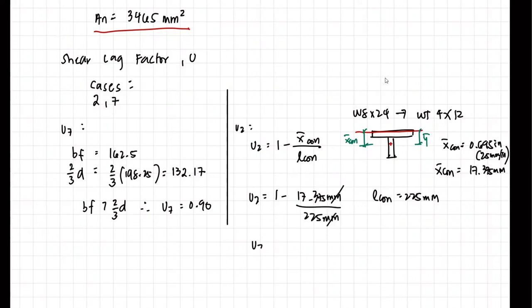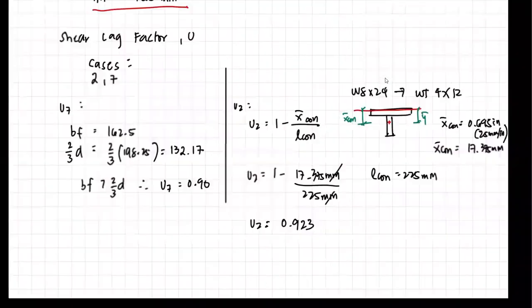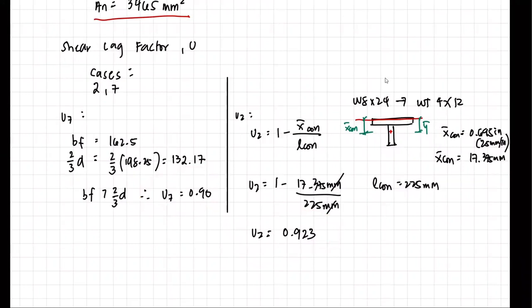Cancel out the units. We have U2 is equal to 1 minus 17.375 all over 225. That is equivalent to 0.923. And we need to read the citation stated on case number 7 of D3-1. It says, if U is calculated as per case 2, the larger value is permitted to be used. So we need to select whichever is larger between U7's value and U2's value. Comparing these values, we have U7 as 0.9, U2 is 0.923. Therefore, this value governs.